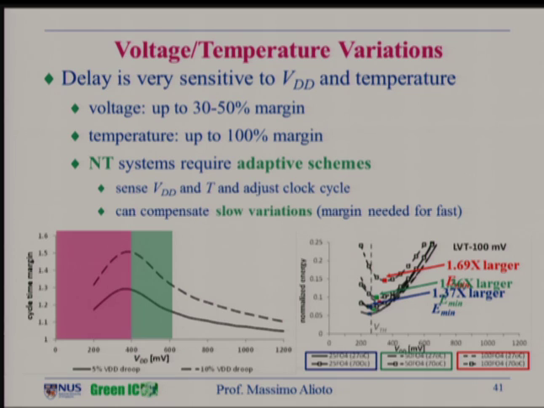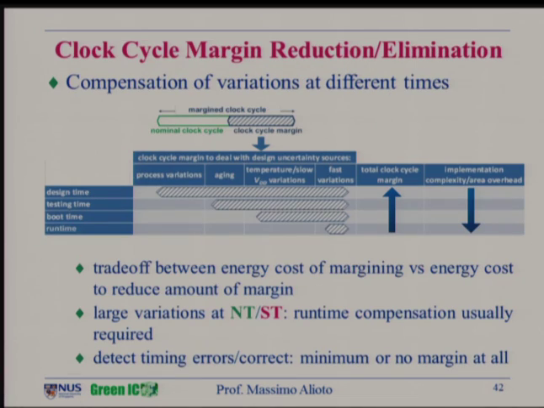And voltage and temperature variations add further clock cycle margin. Typically, at near threshold and subthreshold, voltage variations determine an additional 30 to 50% margin, and temperature up to 100%. So that's a lot. So it means that we absolutely need to reduce or even eliminate such huge clock cycle margin. How to do that? Well, basically we need to compensate variations with some knob, which might be, for example, the supply voltage or delays in some way.